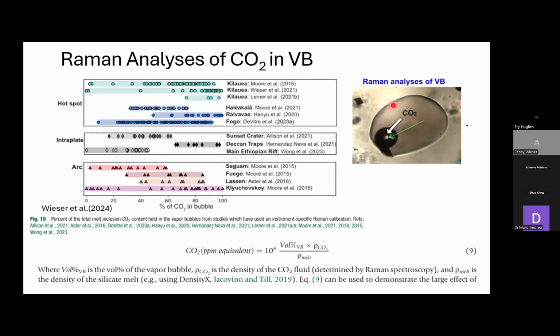The second method is actually measuring the CO2 density inside the vapor bubble, and then measuring the CO2 concentration in the glassy melt inclusion part, and then using the volume of the vapor bubble and the volume of the melt inclusion to calculate the total CO2. So this is a figure from Penny's paper. We can see that regardless of the different magma settings, the Raman reconstruction shows that almost up to 100% of CO2 could actually have gone into the vapor bubble.